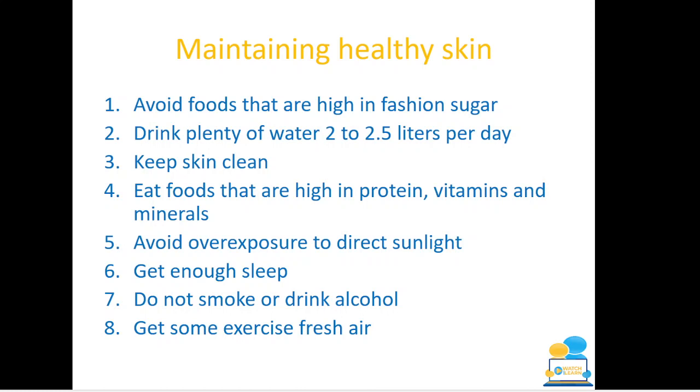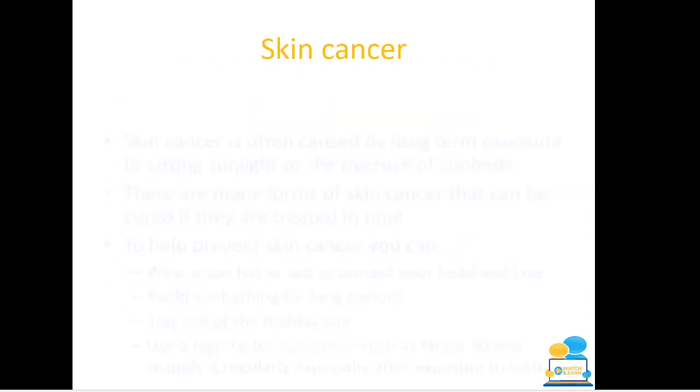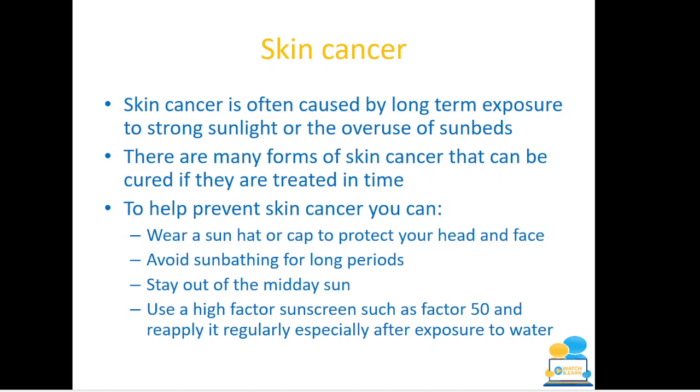Eating foods that are high in protein, vitamins and minerals are really good, because vitamins and minerals contain antioxidants, which essentially remove free radicals from the body. So all of your rainbow colored foods, so apples, strawberries, blueberries, very high in antioxidants. Avoiding overexposure to direct sunlight, so not going out and sitting in the sun at 12 o'clock in the day, because that's when you're most likely to get sunburnt. Getting enough sleep, so for teenagers 9 hours a night. Not smoking or drinking alcohol. Getting exercise and fresh air. So we're going to talk about skin cancer next.